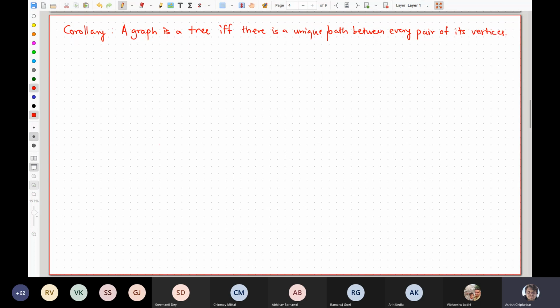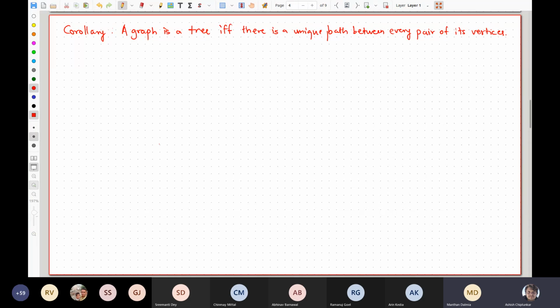Right, so I'm not going to write the proof. Does somebody want to quickly tell us this proof? Right, it's a corollary, so obviously you have to use the previous result and say why this is true. Again, it's an if and only if statement. One way is easy. Manthan, yes.